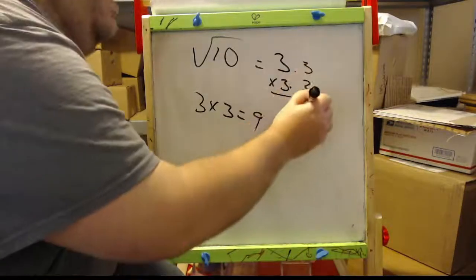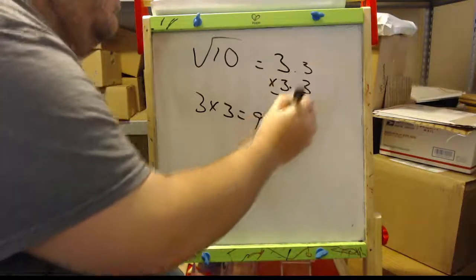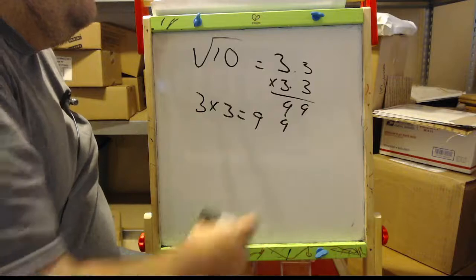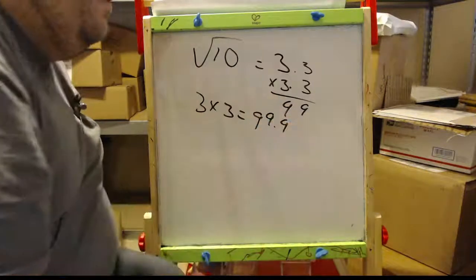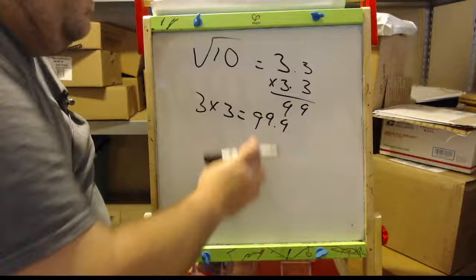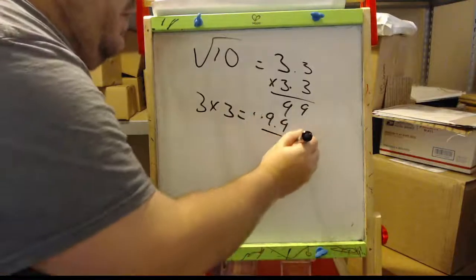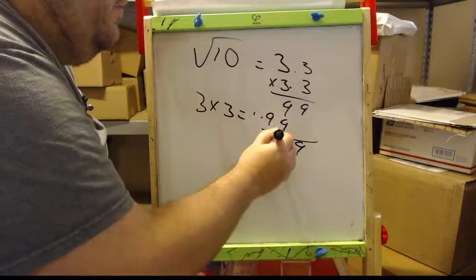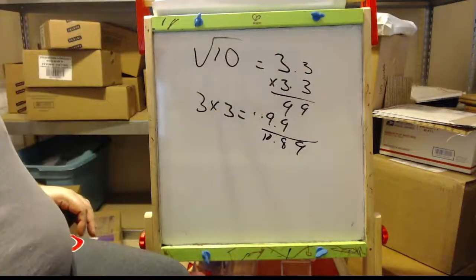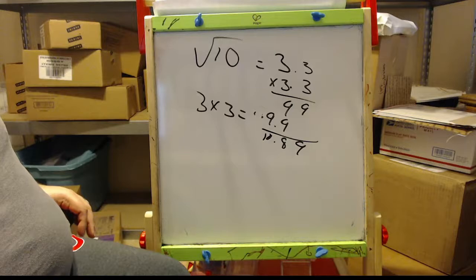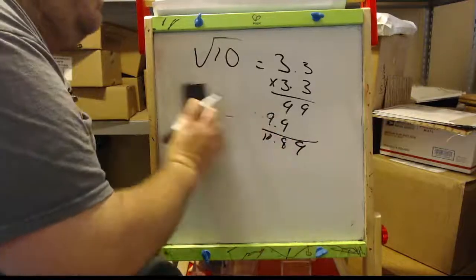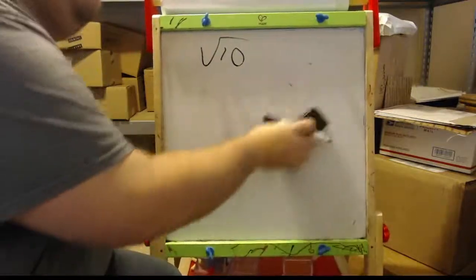You know what I mean? 9, 9, 9, 9. Right? And if I add them together, I get 10.89. So that's a little bit too high, right? So then I say, okay, well, 3.3 is too high, and go on from there.